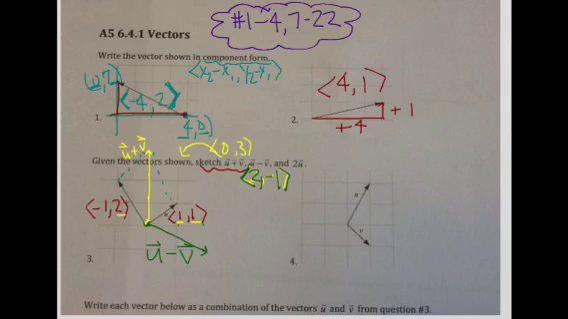Okay, lastly, I take 2 times u, so I'm going to u, and I'm doing 2 times 1, 2 times 1. So this is my new vector. I start here, so I go positive 2, positive 2. And this vector is 2u.